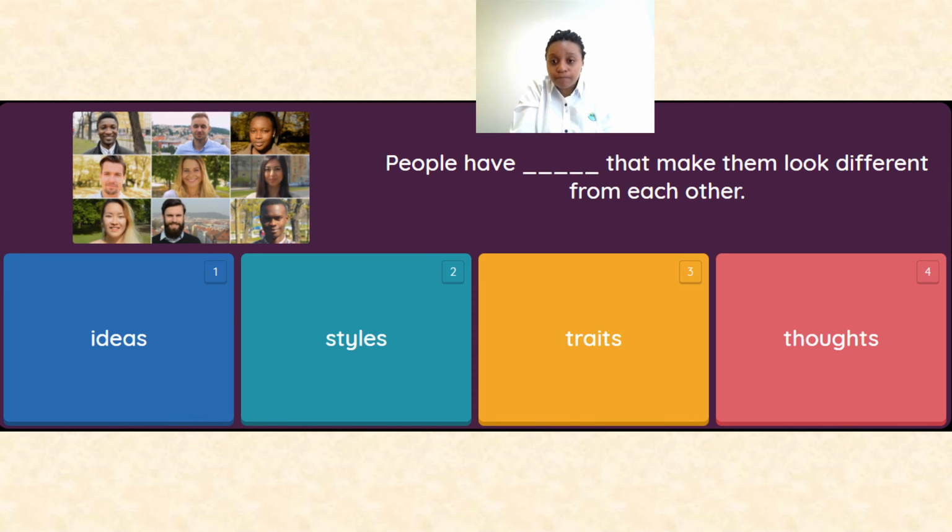People have what that makes them look different from each other? Is it ideas, styles, traits, or thoughts? People have that make them look different from each other. 3, 2, 1. Okay, so let's see. Traits. Okay.